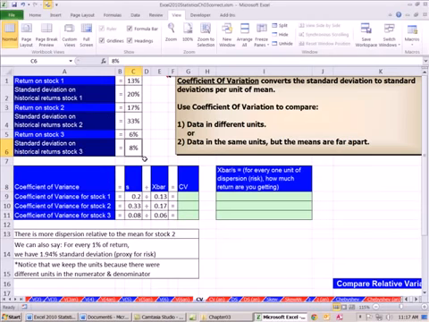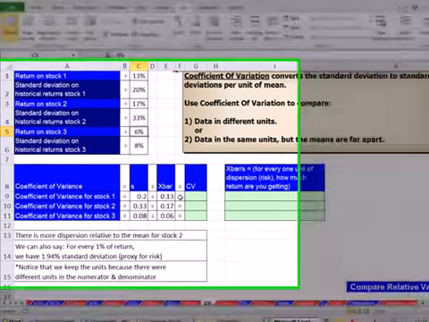Well, we can calculate the coefficient of variation. Coefficient of variation converts the standard deviation to standard deviations per unit of mean. Now, we can use coefficient of variation to compare data in different units, which we'll do in just a moment, or data in the same units, but means are far apart. So our means are far apart, and we want to know which one, relative to each other, has the most or least variation.